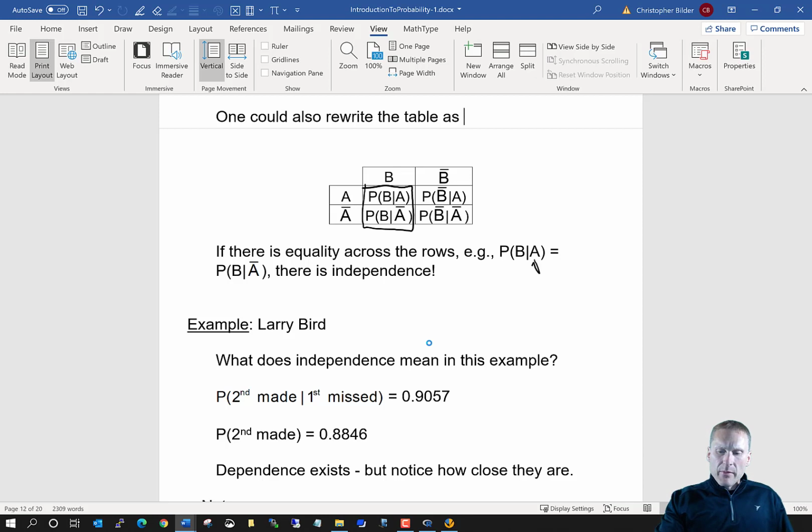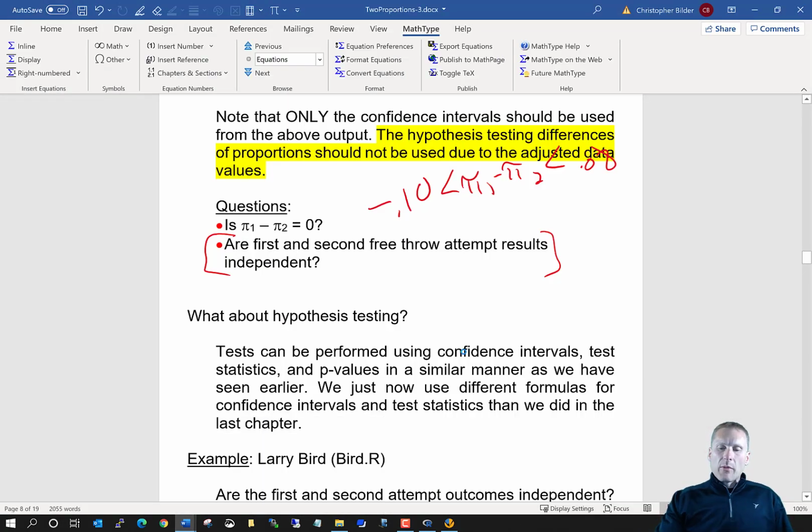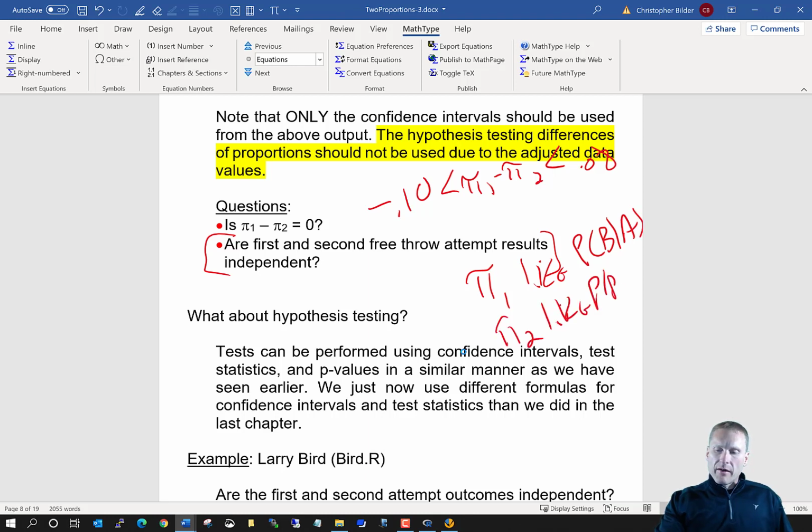Because what this says is that it doesn't matter if you're working with event A or A bar, the probability is exactly the same. That's independence. And in fact, that same idea is working here, because basically pi 1 is like the probability of B given A, and pi 2 is like the probability of B given A bar. In this particular situation, what we are finding is that pi 1 minus pi 2 could be equal to 0, meaning that pi 1 could be equal to pi 2.